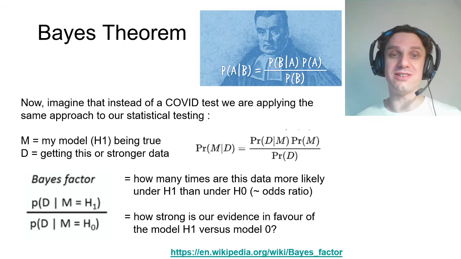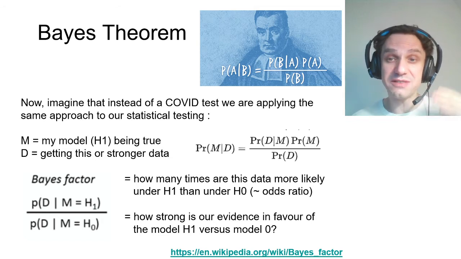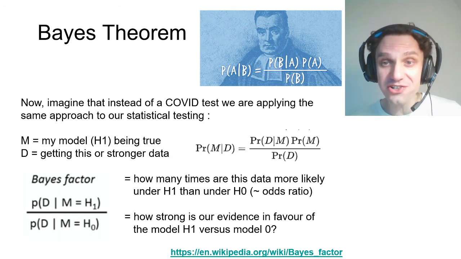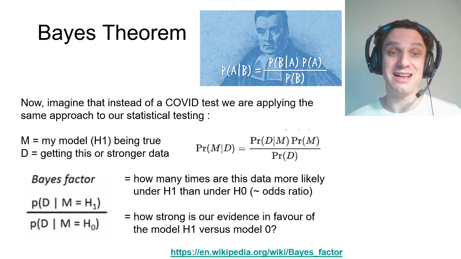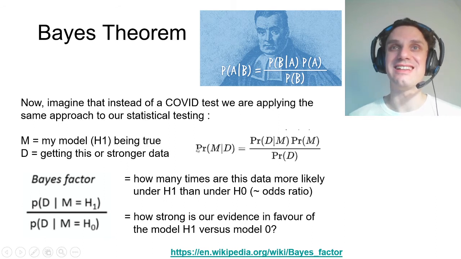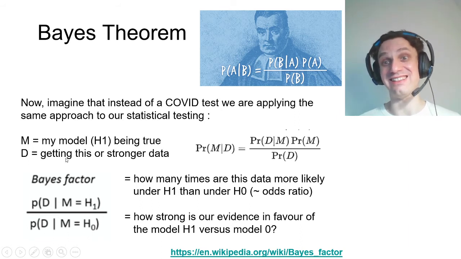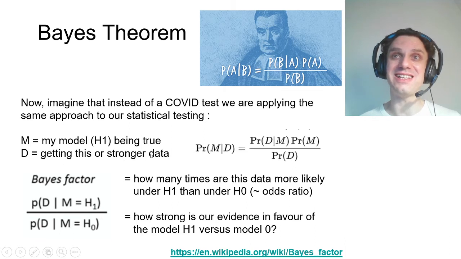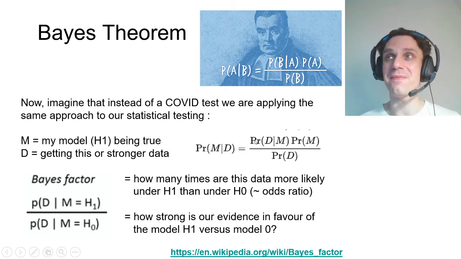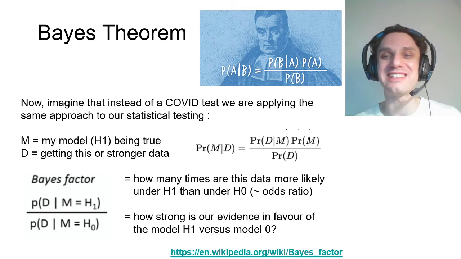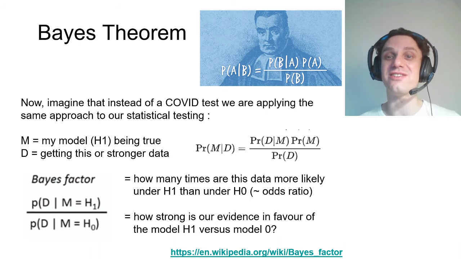Instead of applying this to the context of a COVID test, we can apply this to the context of any statistical test that we are conducting as researchers. Let's say, for example, event M is the chance of my H1 model being true, and event D is the event of getting this data in my sample. And you can apply Bayes theorem, and you can apply some of these calculations, and you can come up with a statistic which is called Bayes factor, which is very often used. Basically, it's the most important piece of information that you can derive.